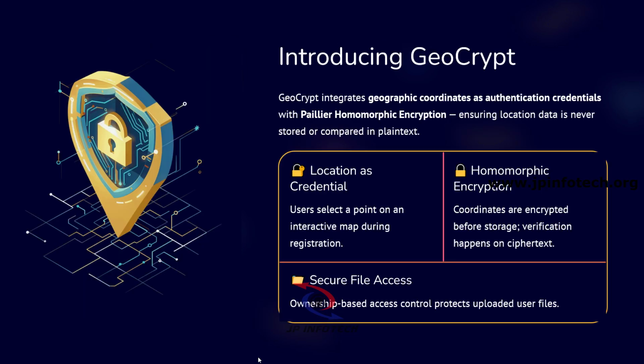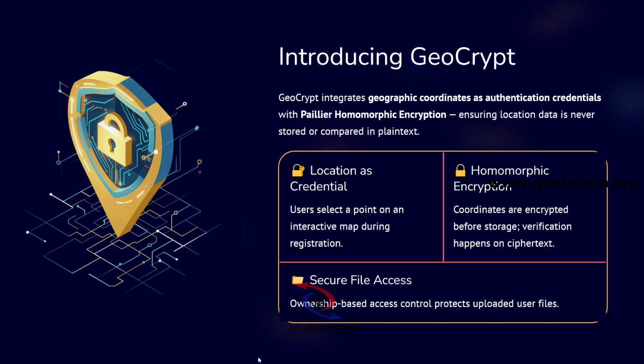So to overcome all these issues, we have proposed GeoCrypt, which integrates geographic coordinates as the authentication credentials. We are going to use Google Map, where the user will select a location and those coordinates will be used as the password. We are not going to save that location information as plain text in the database. We are going to encrypt it using Paillier homomorphic encryption, so that the location data is not shown anywhere and an intruder cannot get the location information. So we are going to preserve the location information.